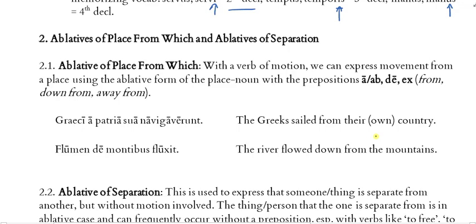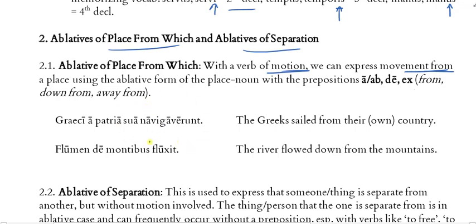And actually, some of this is already familiar to you. There are 2 ablative uses that Wheelock describes as the ablative of place from which and the ablative of separation. Okay, so for the ablative of place from which, what we have here is a verb of motion. This is really important. The verb inherently has to have some motion involved in it. So we have a verb of motion, and we can express movement from a place using the ablative form of the place noun with the prepositions a or ab, de, and ex. Okay, so a or ab from, de down from, ex away from.